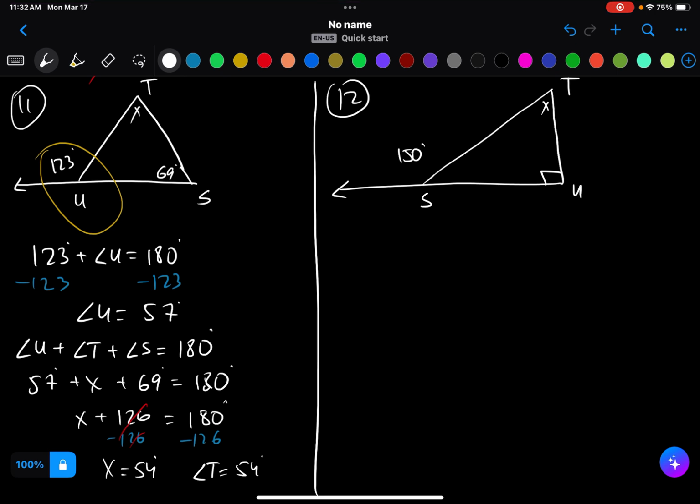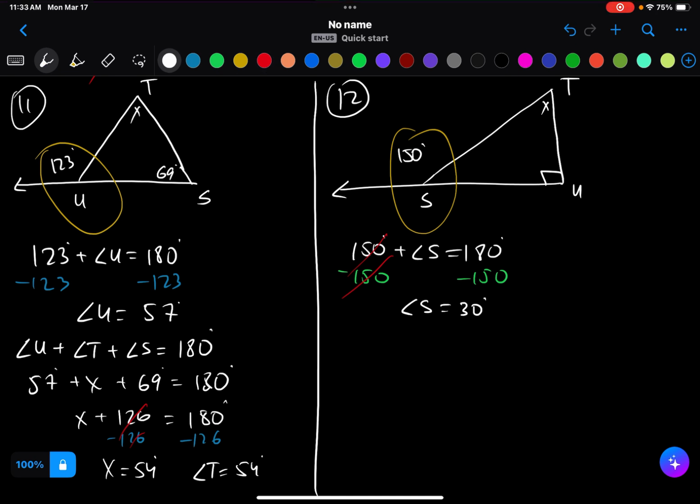And angle U, well, they don't tell us what it is, but it's a right angle, which means angle U is 90. So to find our missing angle T, we need to find the other two angles of the triangle. They gave us U, technically, and I need to find S. To find S, I'm going to use the supplementary angle theory. So I'm going to say that 150 plus angle S has to equal 180 because they're supplementary angles. So subtracting 150 from both sides, these are gone here. So angle S is going to be 30 degrees.